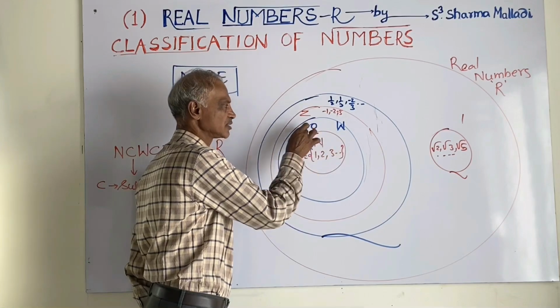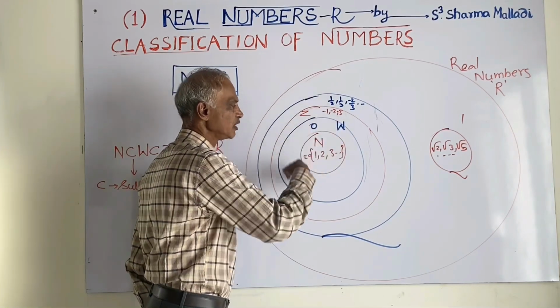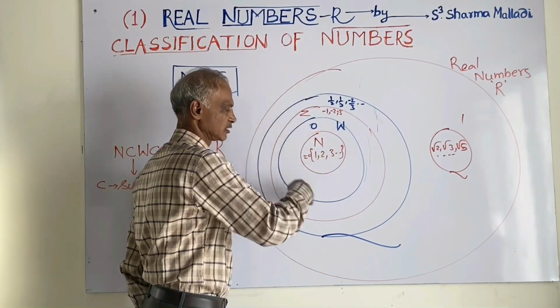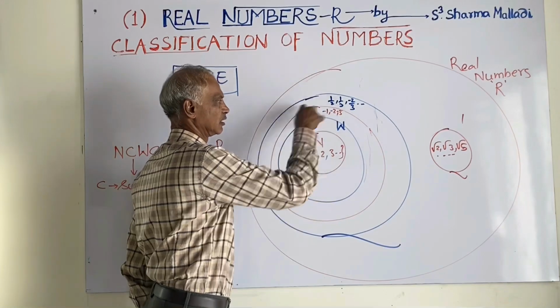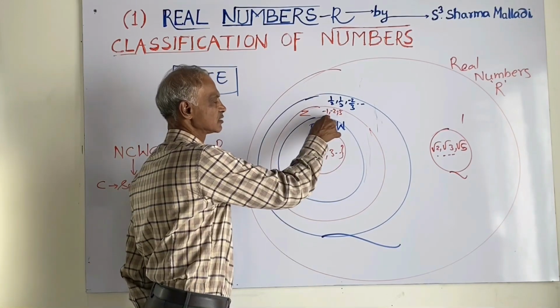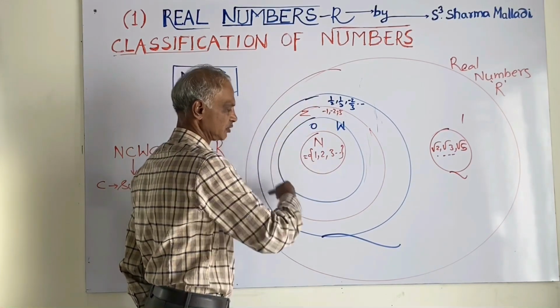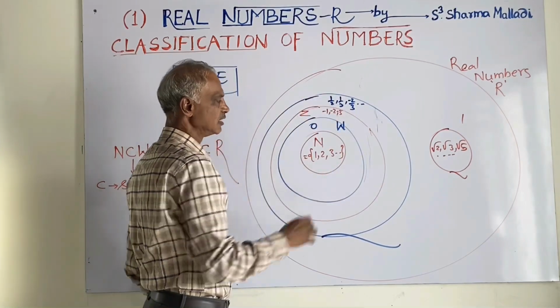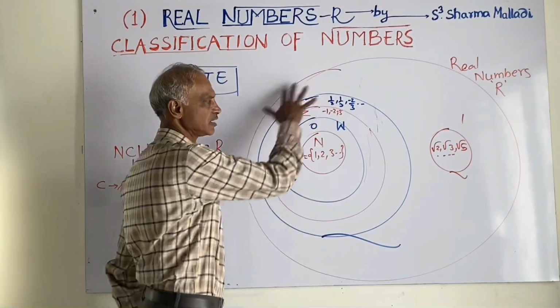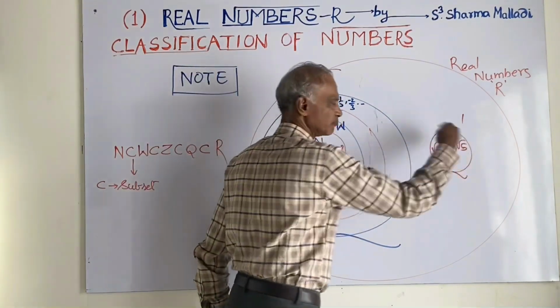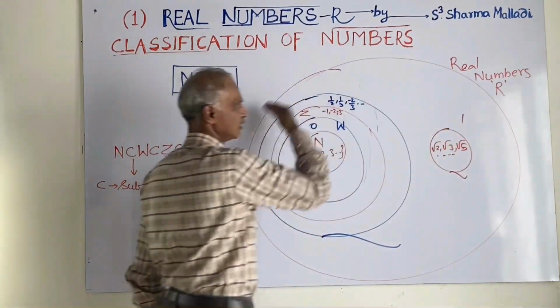Natural numbers and 0 make whole numbers. Whole numbers and negative integers make integers. Integers and fractions, you will get rational numbers. Rational numbers and irrational numbers, you will get real numbers.